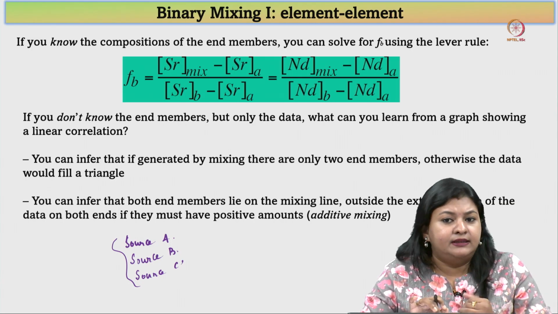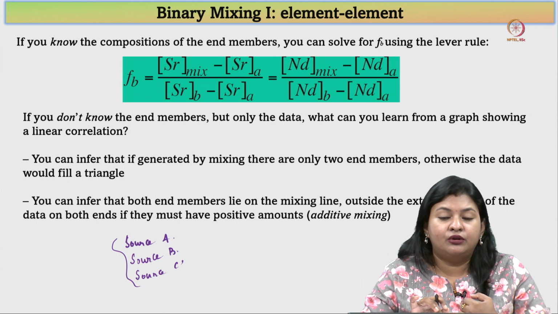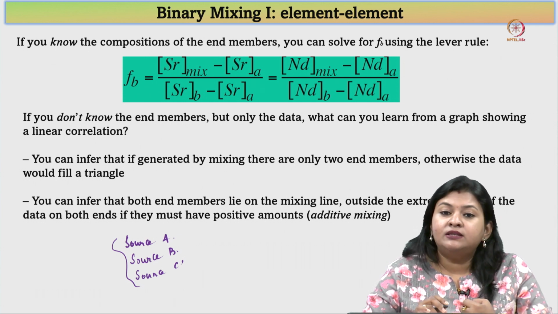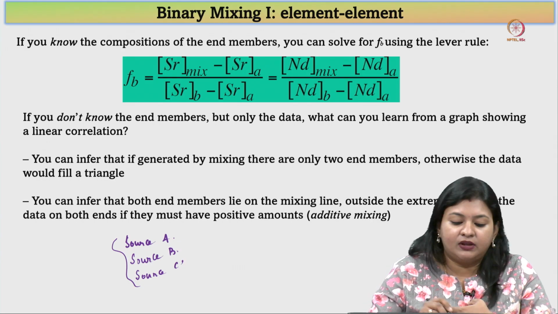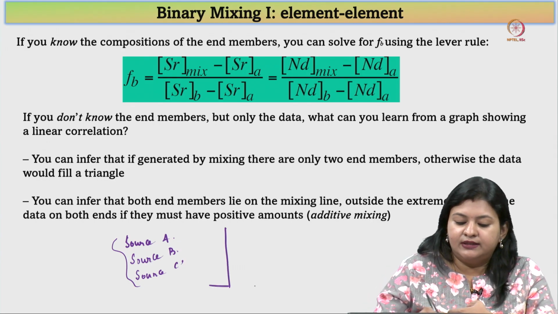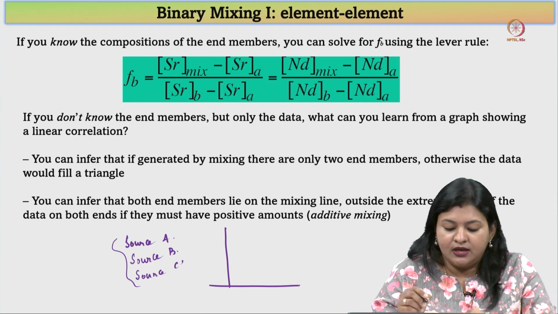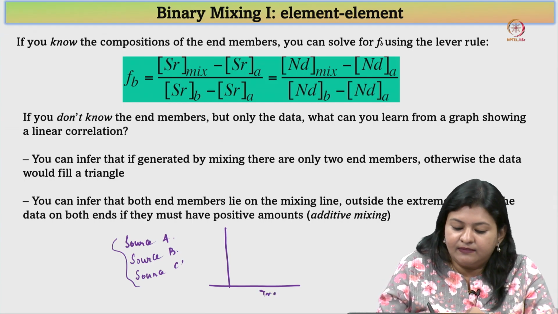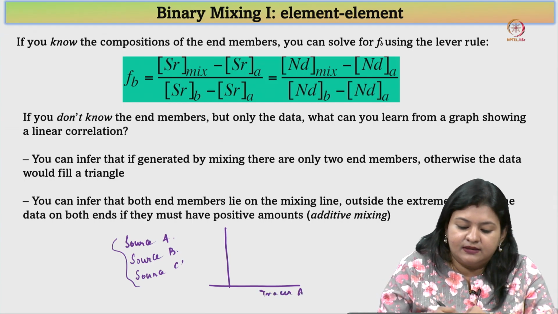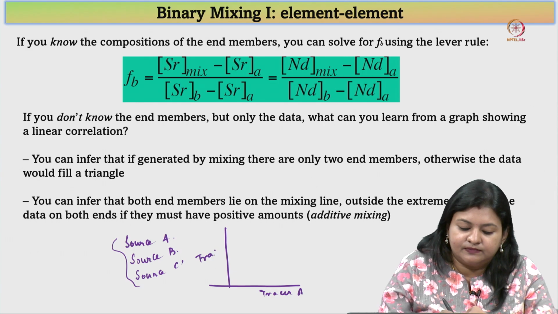And the data therefore will also show you how to select. For instance, once your tracer is fixed, and you plot the two kinds of tracers, this is your tracer A and this is your tracer B.